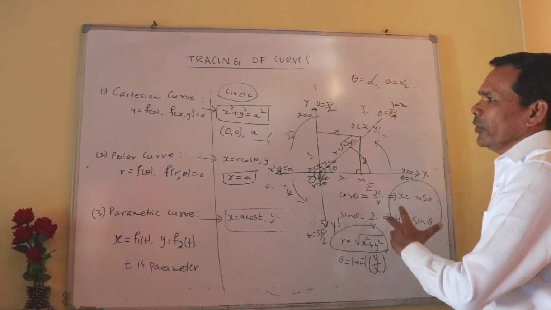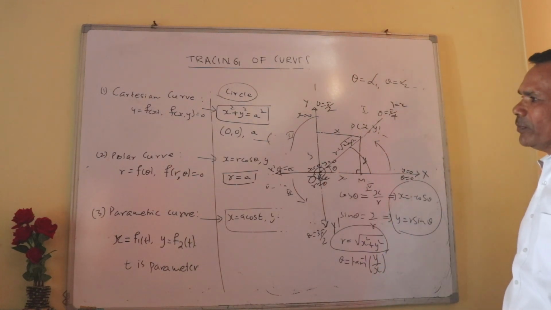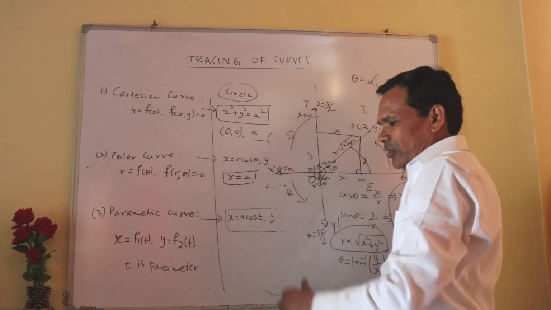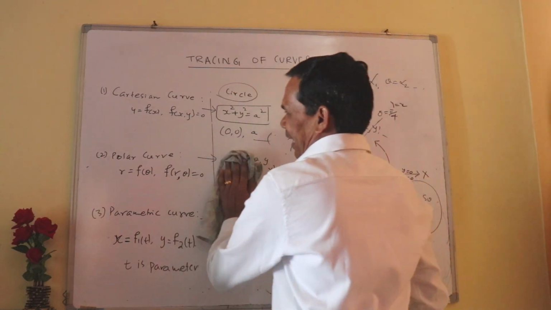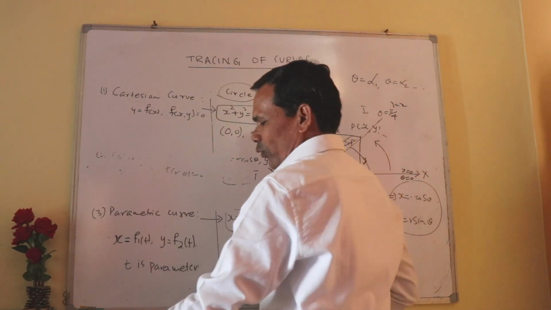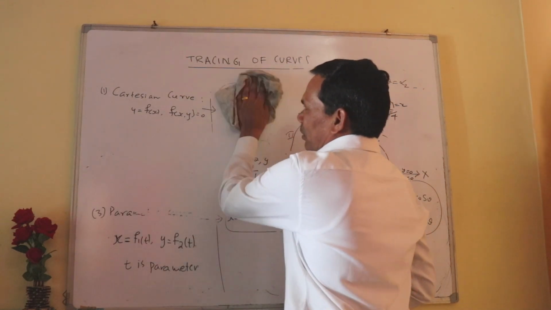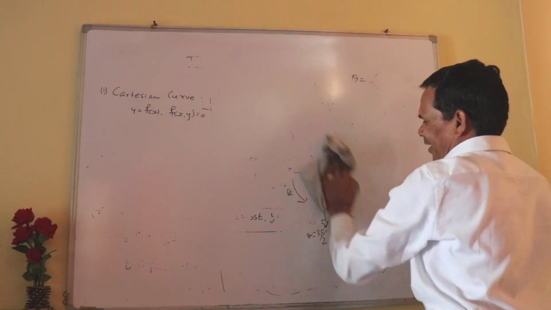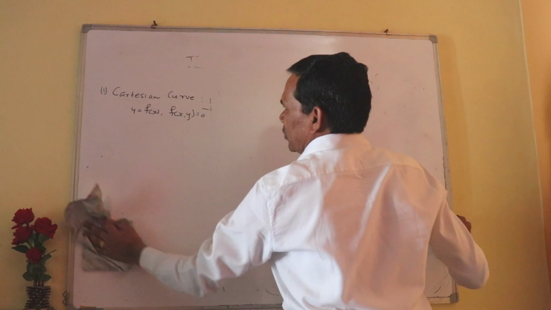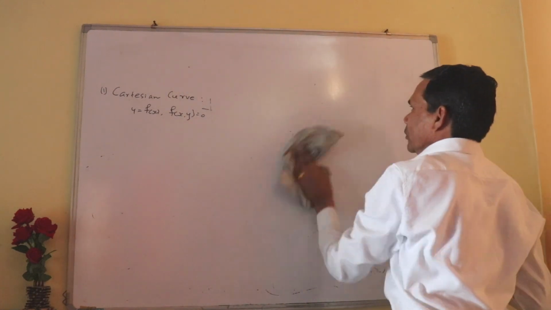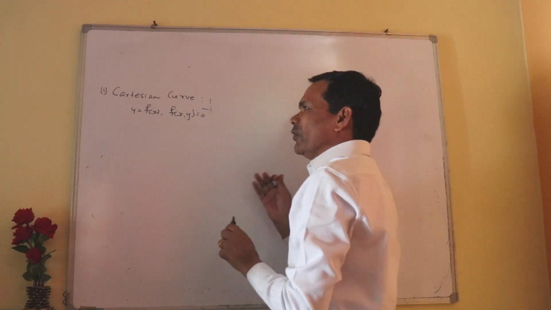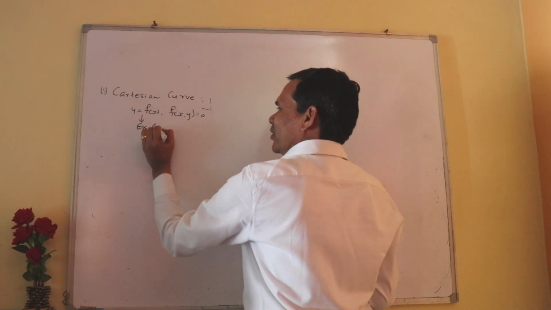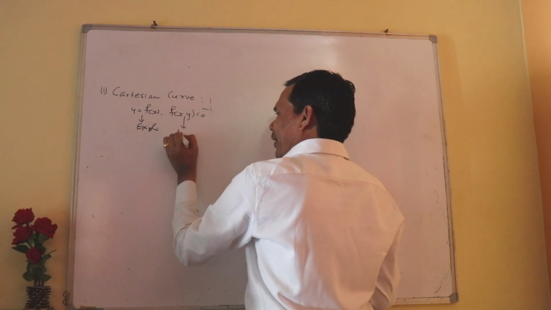Cartesian. Now we go for actual tracing of the curve in these coordinate systems. I will go with tracing of the curve in Cartesian form first. There are two forms here in Cartesian. y is equal to f of x generally. y is equal to f of x is the explicit form, and this other one is called the implicit form.